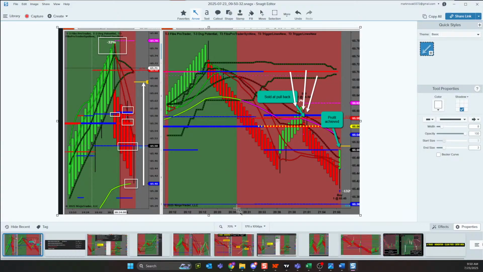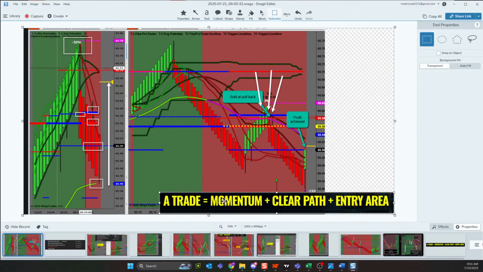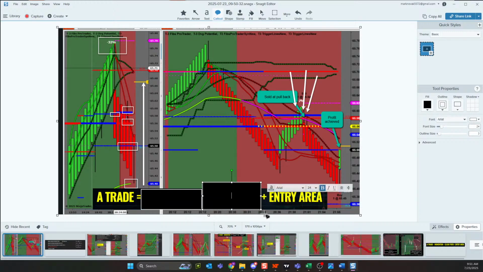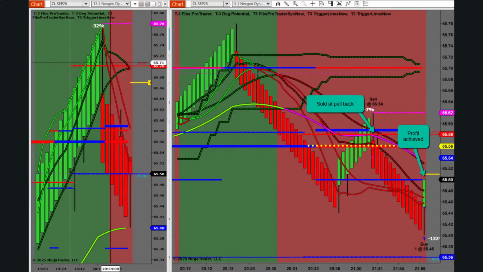Guys, this is the lowest probability trade I could ever hope for. I don't have momentum because my large triggers aren't down and wide. I don't have a clear path 5 times over. And yeah, there's a mid-band, and it's inside of areas, but it's all directly into everything. It's low probability. So, Caleb, great job. I'm glad you made money.